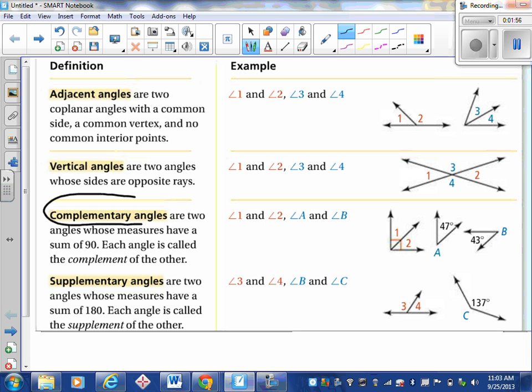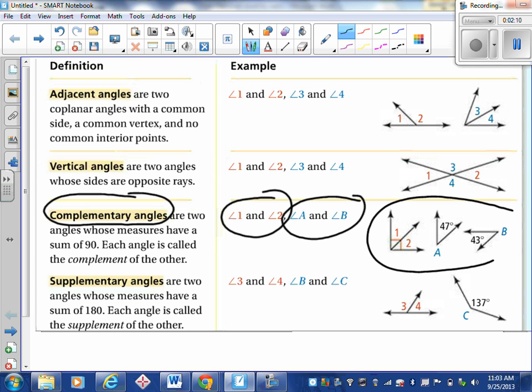Next angle, complementary angles. We have angle 1 and angle 2, angle A and angle B. Go ahead and write this down in your notes. The two pictures, we get angle 1 and 2, angle A and angle B. Complementary angles are two angles that add up to 90.